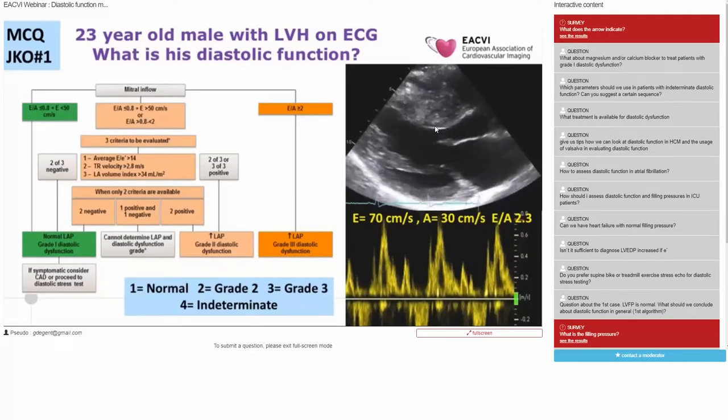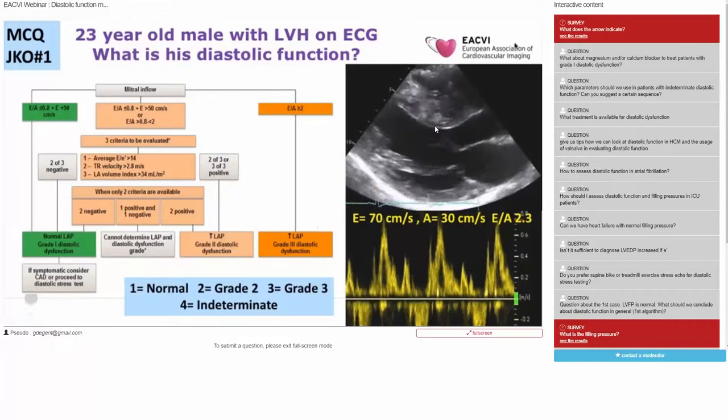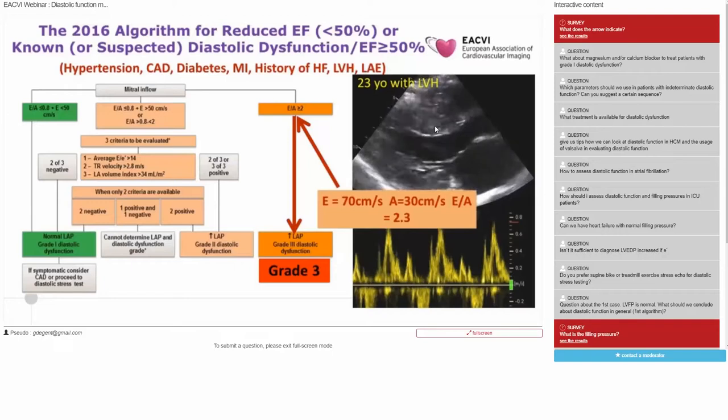Select one: normal to grade 2, grade 3 is number 3, and 4 is indeterminate. Okay, so based on this algorithm, with the ratio of 2.3 it goes straight down to grade 3 diastolic dysfunction in a 23-year-old. Okay, but let me show you some problems with this approach.